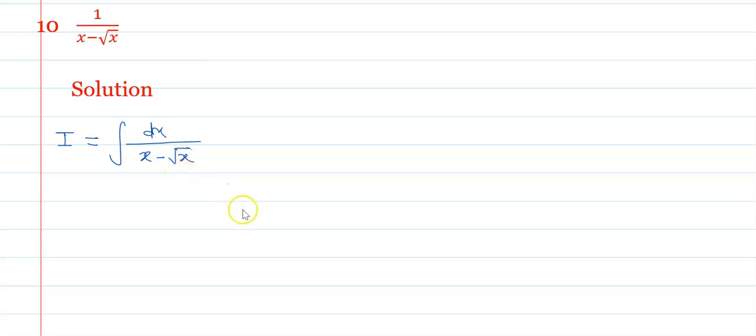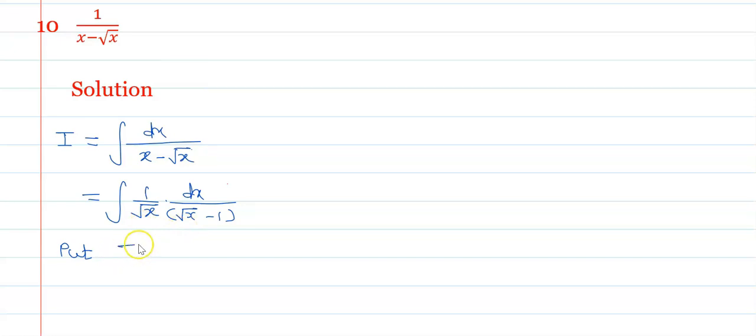Its derivative is also present there, and for that we can take root x common from the denominator. Therefore, 1 upon root x into dx upon, in brackets, root x minus 1. Now what is the substitution? Here the function is present, and its derivative is also there. Root x is there, and the derivative of root x is 1 upon 2 times root x.